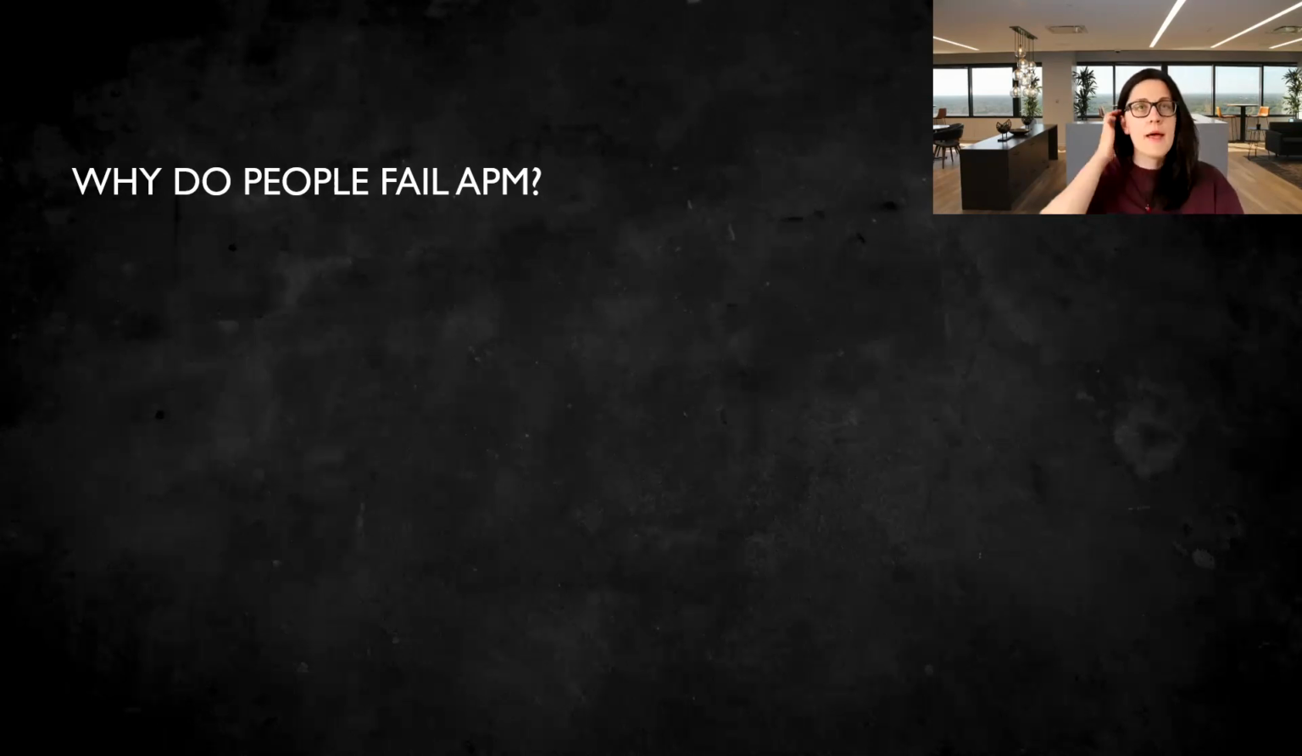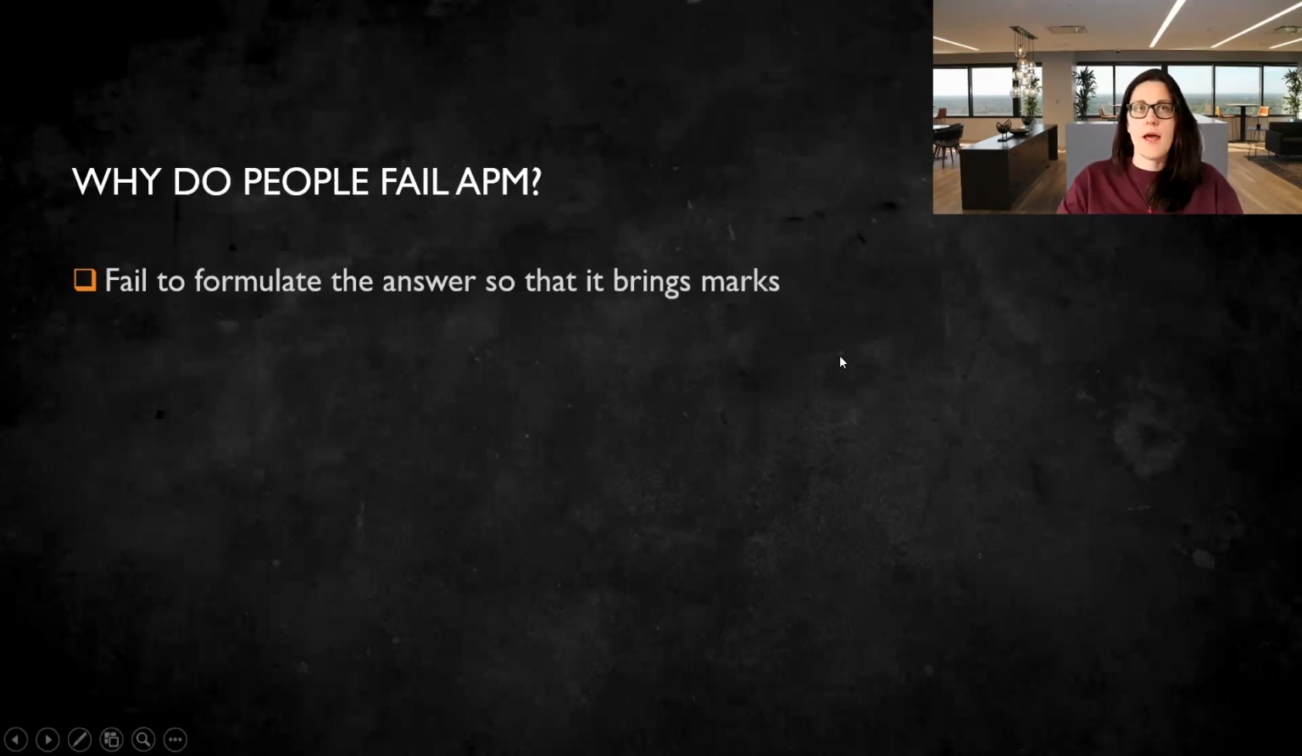People may fail because sometimes it is hard to formulate the answer that brings marks. For example, at this very level, the examiner does not want you to show how you know or do not know the theory. They want you to make this theory applicable to the scenario. So you need to know how to cite the scenario, how to make a proper conclusion, when to draw examples, when not to draw, and so on.